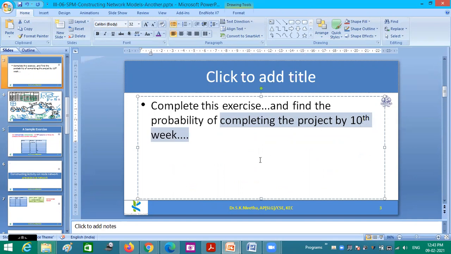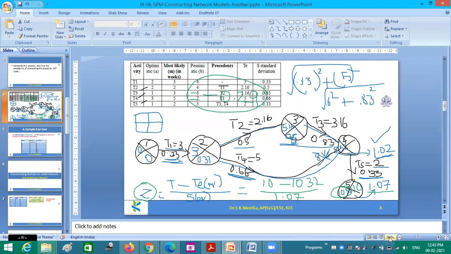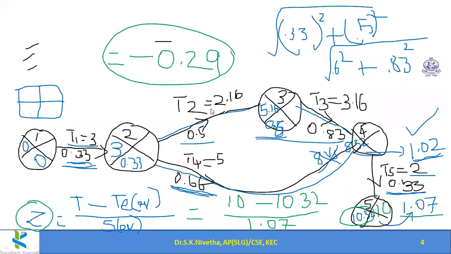So what we should do? Only less than half of chance is there to complete it by 10th week. So the project manager has to decide upon this. He has to choose 11 days or 12 days, so that he can successfully complete the project. So this is how we can evaluate the risk factor of the project. Okay. So I hope you got some good idea about how do we use this PERT technique.